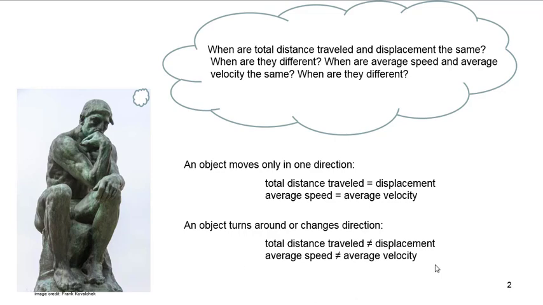So we're going to keep building on this idea, but I want you to try to keep these things separate in your mind. Remember, the things that make sense to you, the things that you care about in your daily life, would be the total distance traveled and the average speed. The thing that matters in physics class that doesn't make sense yet is displacement and average velocity. So I really want to keep coming back to these ideas to help you keep them separate.